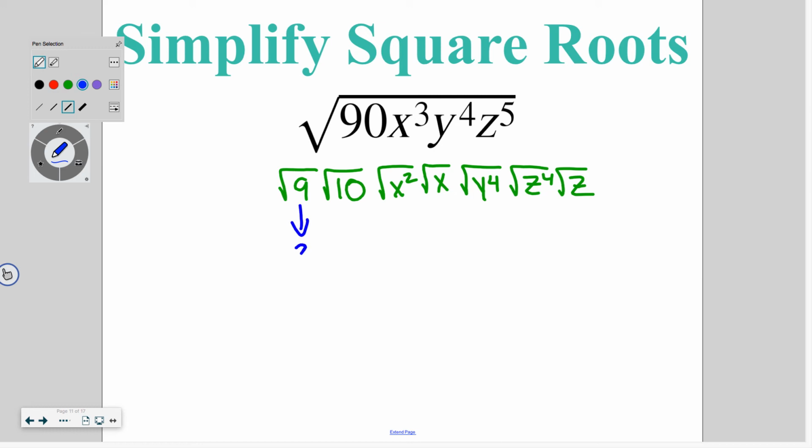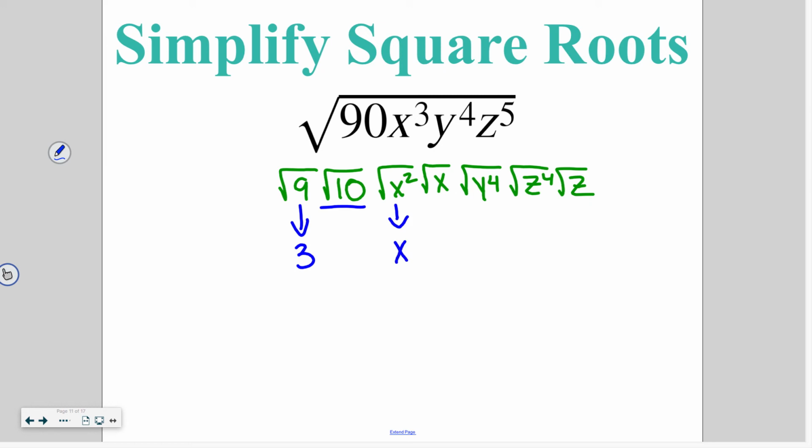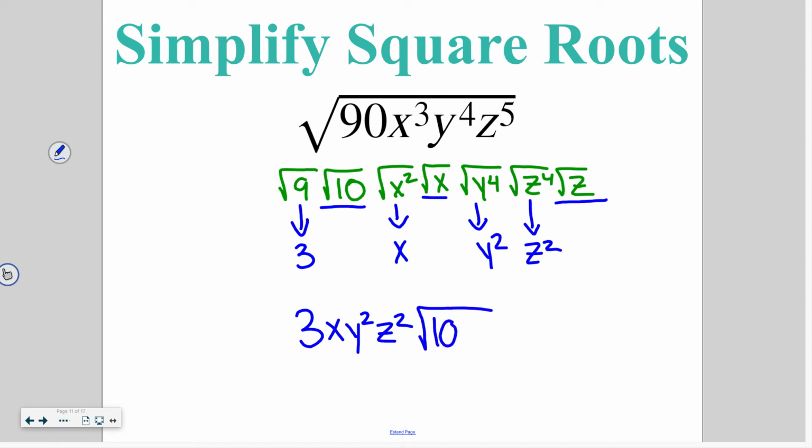So the square root of 9 is 3. I can't solve the square root of 10. The square root of x squared is x. I can't solve x. The square root of y to the 4th is y squared. The square root of z to the 4th is z squared, and I can't solve z. So our final answer consists of all the pieces that we could square root, 3x, y squared, and z squared, and all of the pieces that we couldn't. The pieces that we couldn't stay underneath that square root symbol. The pieces that we could solve stay outside of the square root symbol.